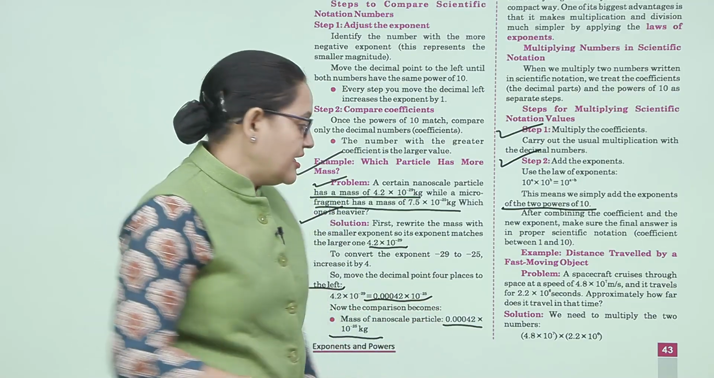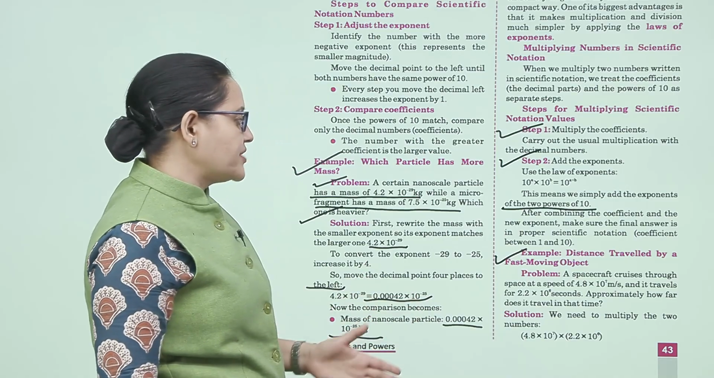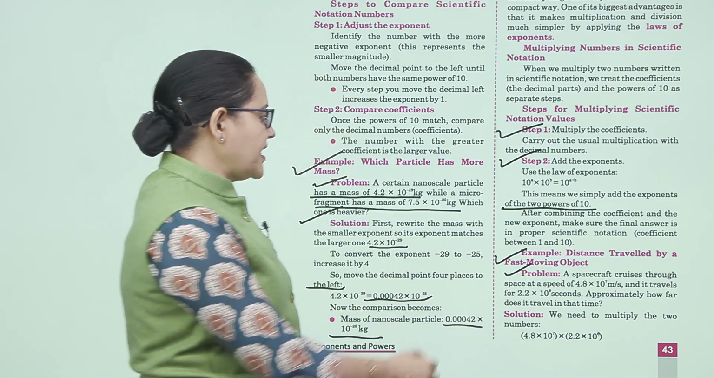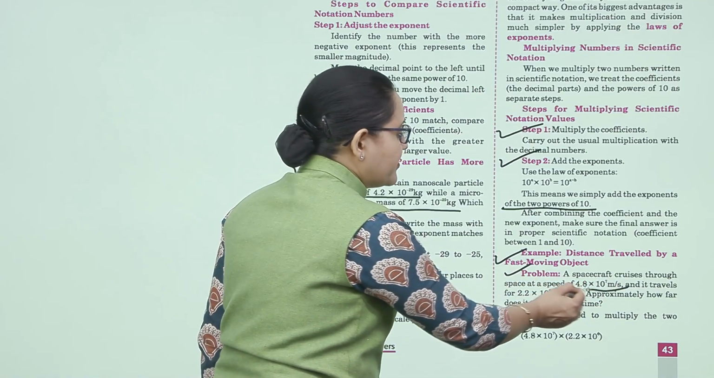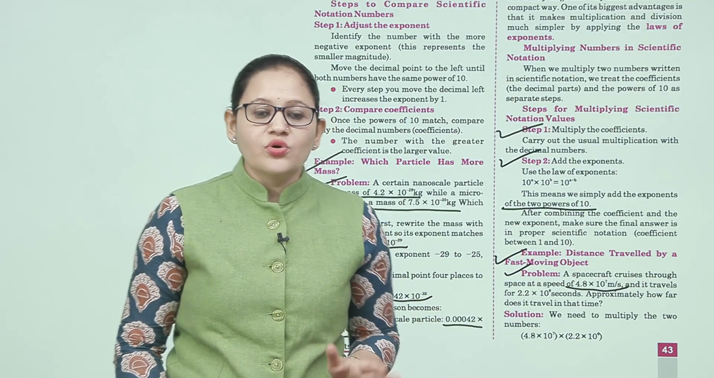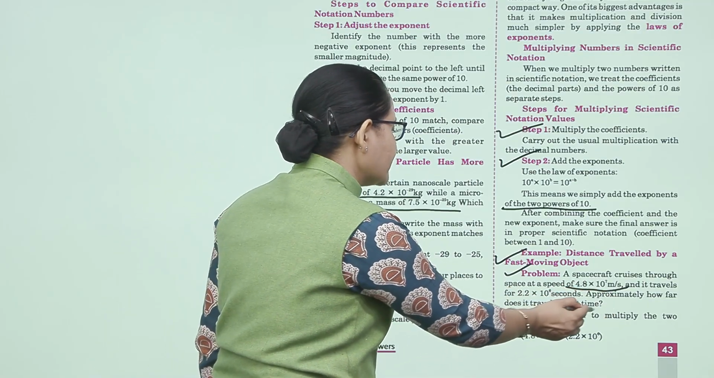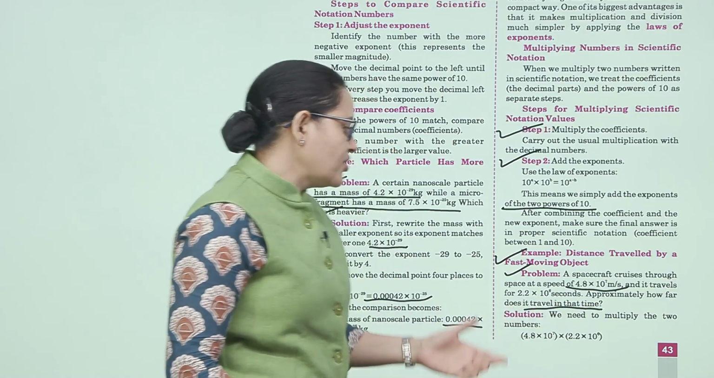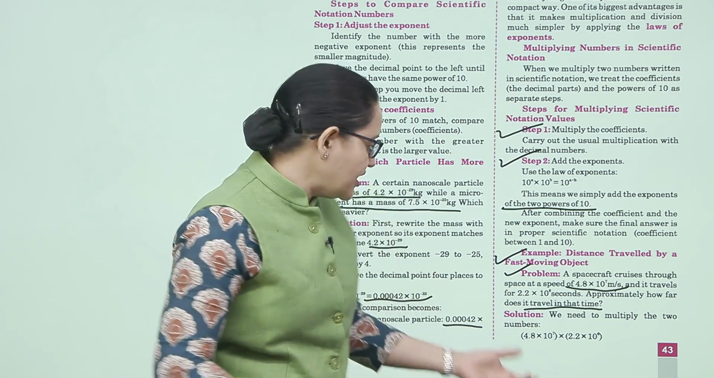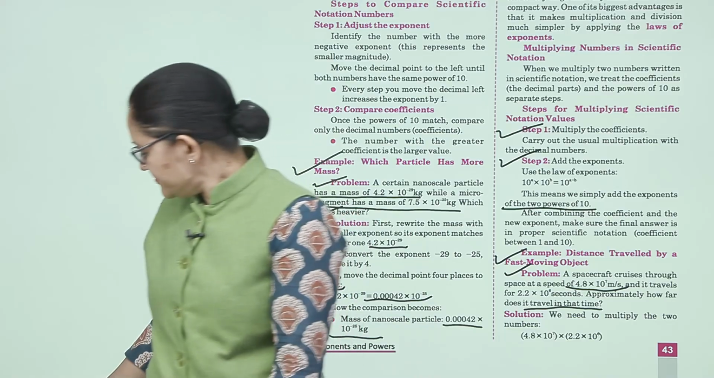between 1 and 10. Let's take an example: distance travelled by a fast-moving object. Problem: a spacecraft cruises through space at a speed of 4.8 into 10 to the power 7 meters per second and travels for 2.2 into 10 to the power 6 seconds. Approximately how far does it travel in that time? Solution: we need to multiply the two numbers, 4.8 into 10 to the power 7 multiplied by 2.2 into 10 to the power 6.